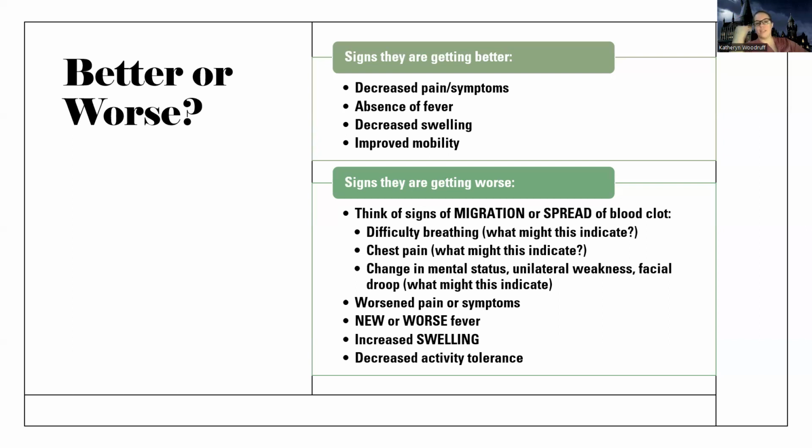So the other signs that a patient with a blood clot is getting worse is, of course, if their symptoms and pain are getting worse, they have a newer, worse fever, there's worse swelling, or they can't even get up and move around.